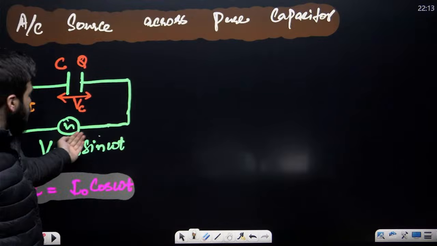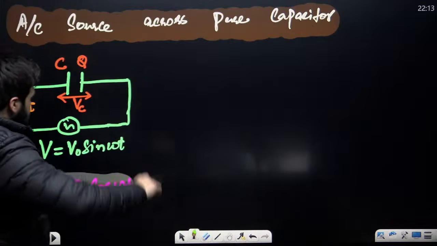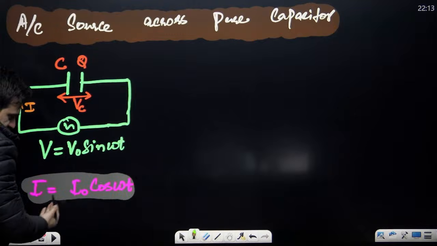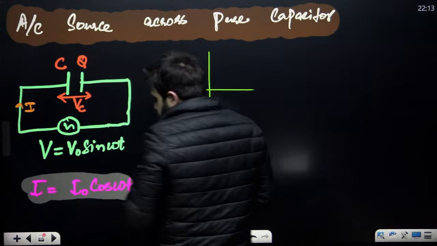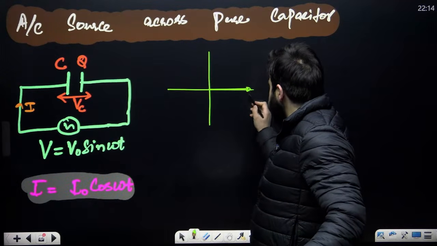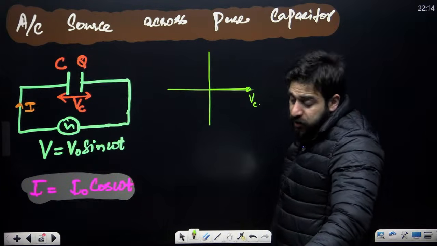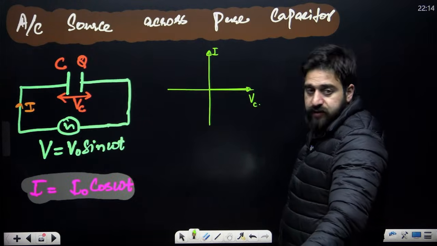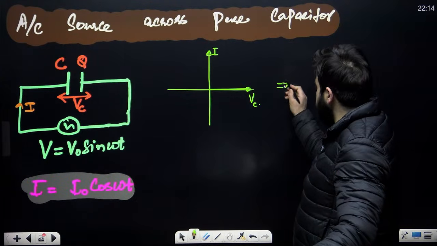In case of pure capacitive circuit, in which you have capacitor and alternating source, here voltage is this, current will be I naught cos omega t. If you want to plot this on phasor, tell me, guys. This is V naught sin omega t. It will be along x-axis. This is VC, voltage across capacitor. This is I naught cos omega t. It will be along this. This will be current along cos. Now you can rotate it also.